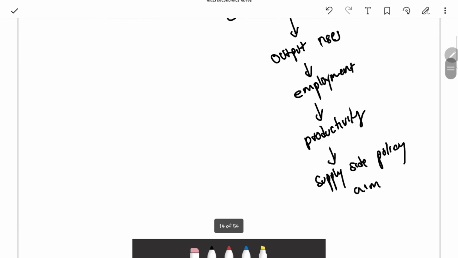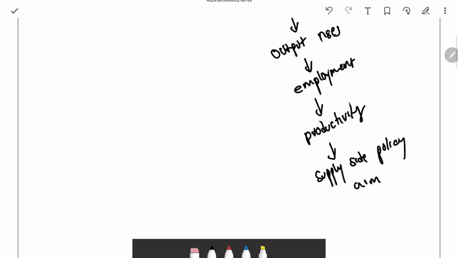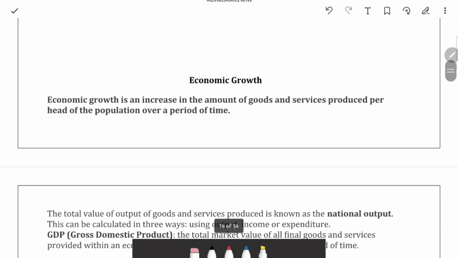Now let's have a look at economic growth. Now let's have a look at it in a more detailed perspective.